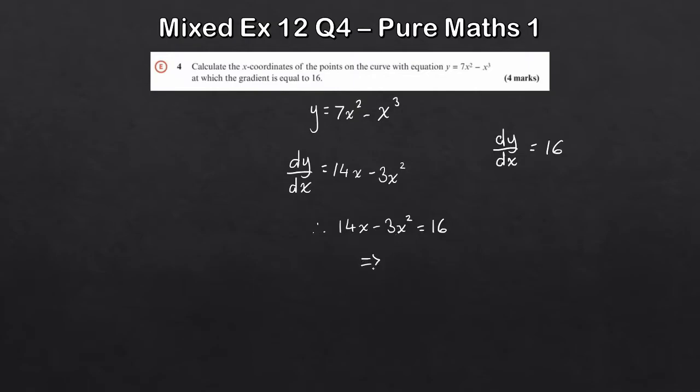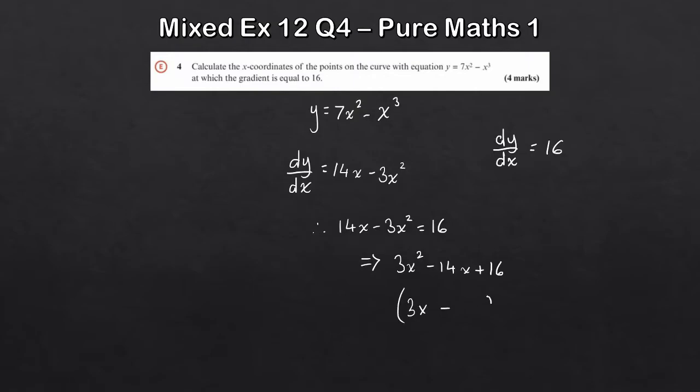So I'm going to take my 3x squared onto this side just to make it positive, just to make life a bit easier. So that'll be positive 3x squared. Subtract 14x off both sides, minus 14x plus 16. At this point, check if you can factorise it, and what you will find is that it does factorise.